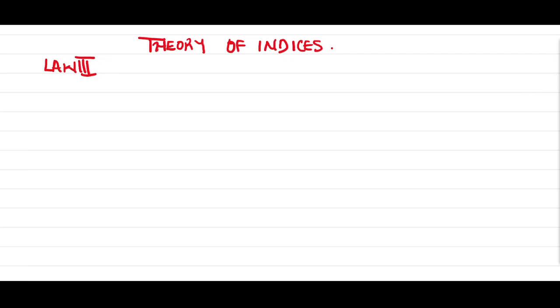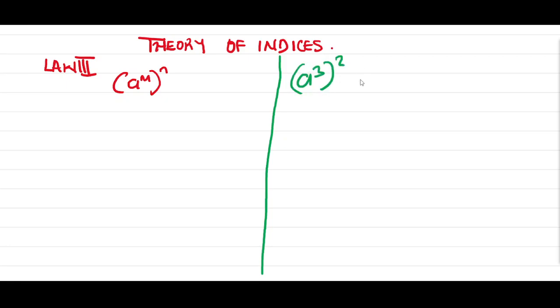Here, for law 3, we are going to investigate the case whereby we have a to the power of m, all to the power of n. But what if everything is raised to a power? Let's say for example, suppose that we have a to the third power, and then we raise this to the second power. We can evaluate this easily.